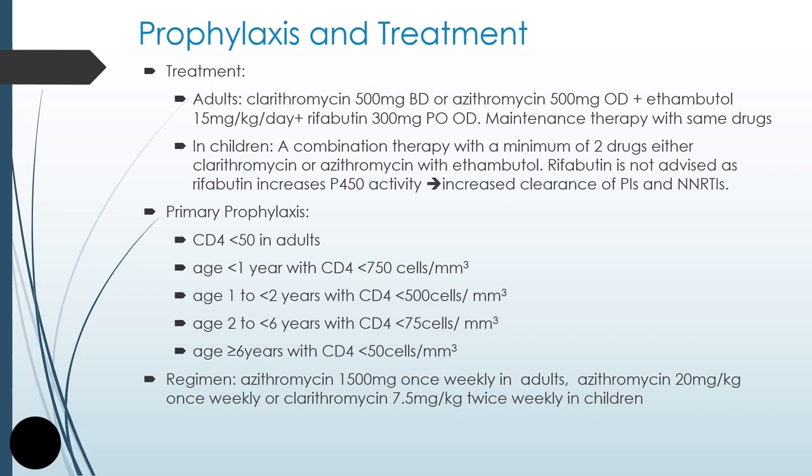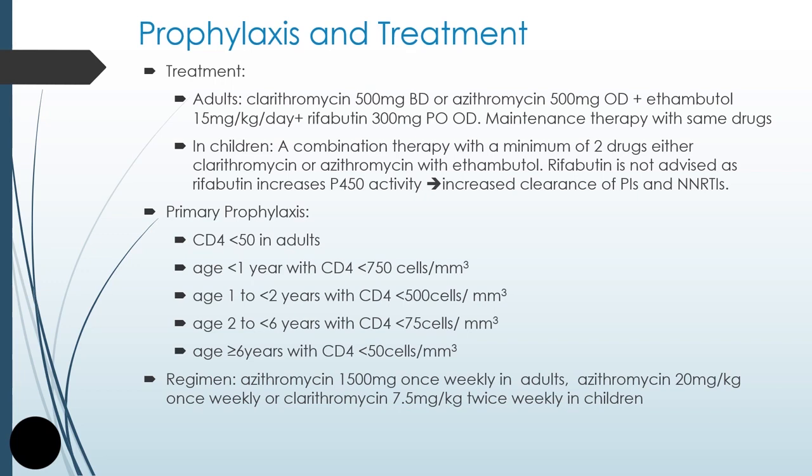The regimen includes azithromycin 1500 milligrams once weekly in adults, and azithromycin 20 mg per kg once weekly, or clarithromycin 7.5 mg per kg twice weekly in children.